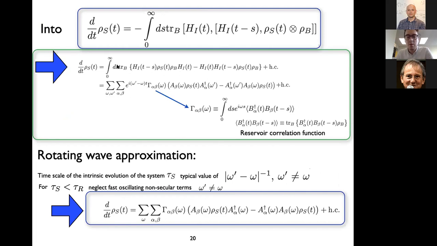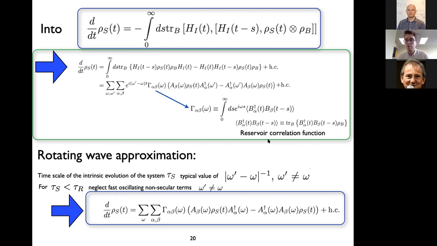and collected this partial trace into this term gamma, which depends on these two indices. So we can explicitly write this gamma term in the following way. You can think of this as a kind of one-sided Fourier transform of these functions which depend on these environment operators that we introduced in the interaction Hamiltonian at times t and t minus s. So these quantities are what are referred to as the reservoir correlation functions.